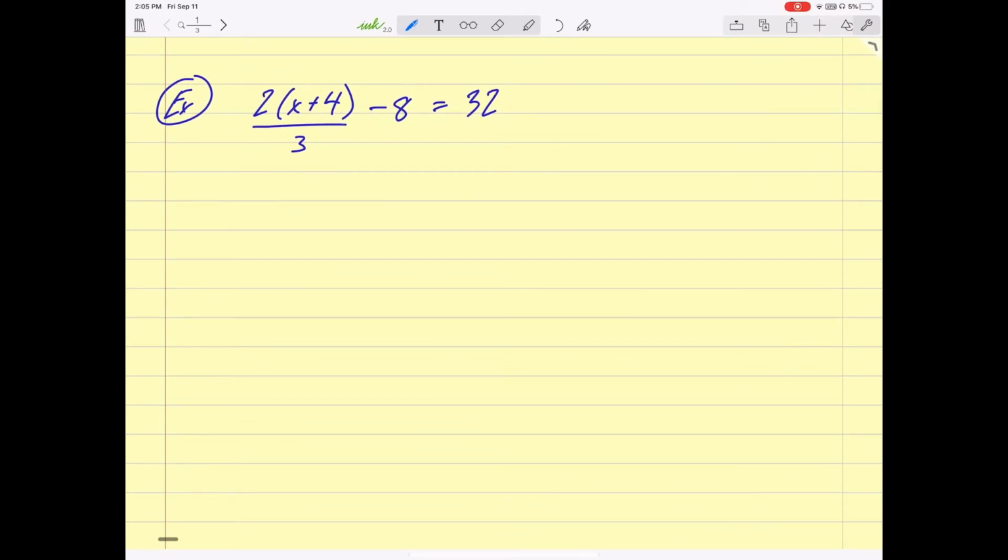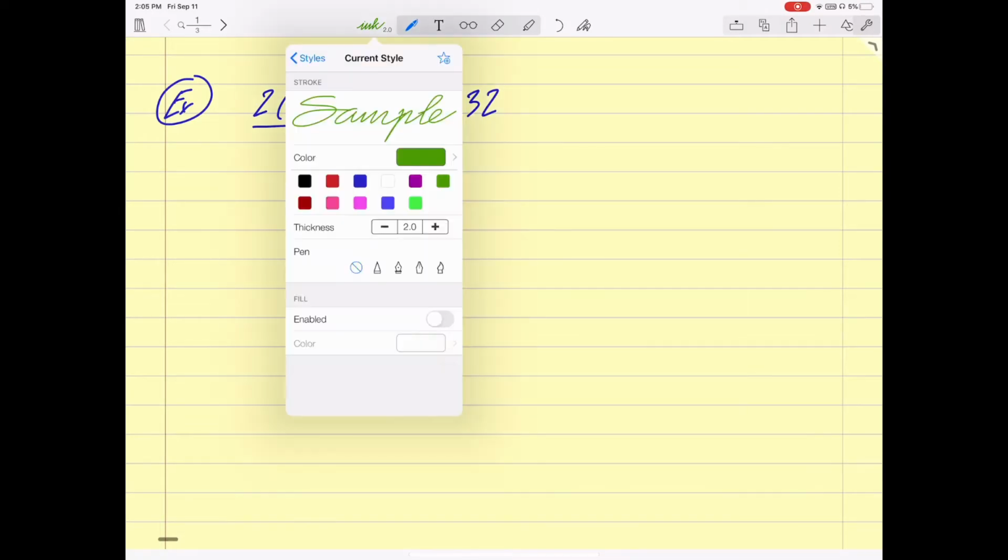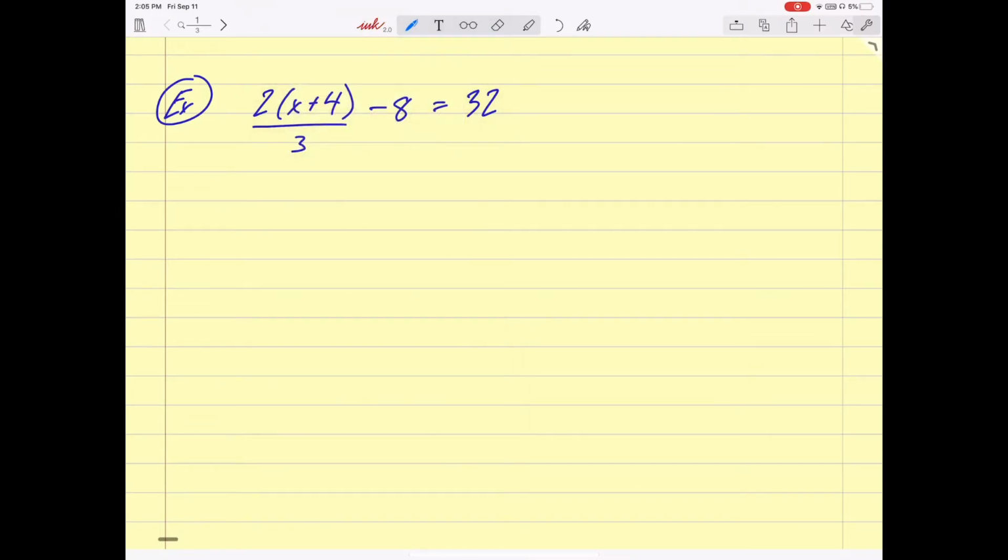If we go to the next one, we have this equation, and we're going to solve for x. This one looks a lot more complicated, but it's not really. It's just a couple more steps. Same thing: if you have numbers added or subtracted, first deal with those. So I would add 8 to both sides. I'd have 40 on this side, and then I would be left with 2 times x plus 4, divided by 3.